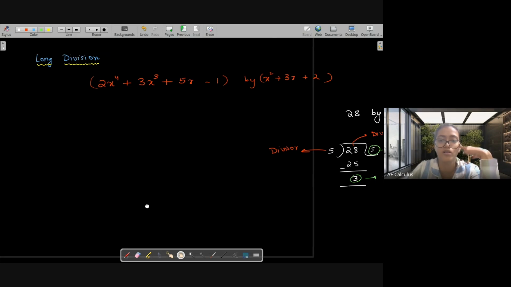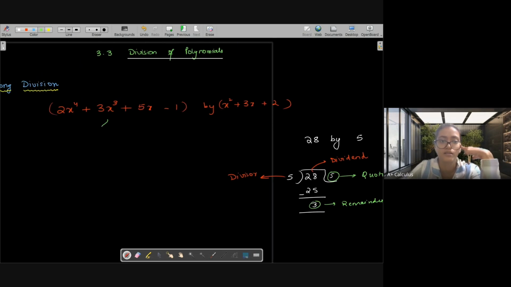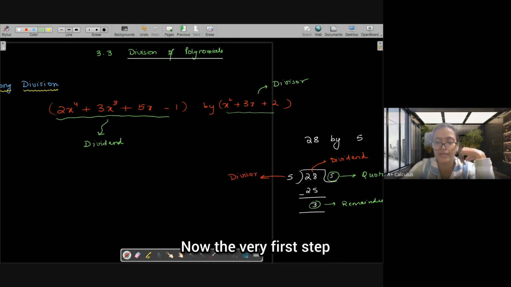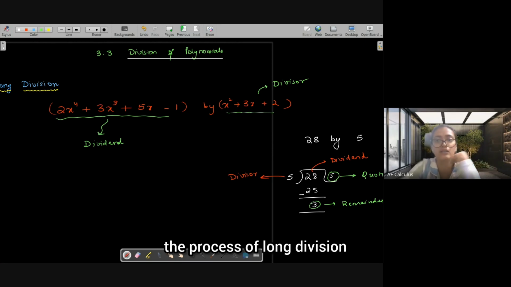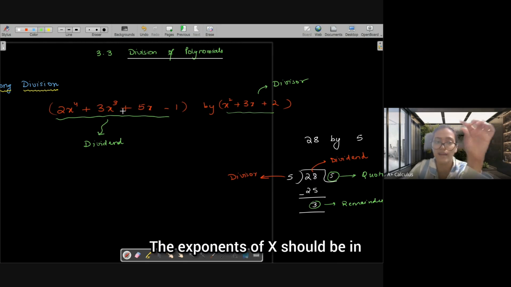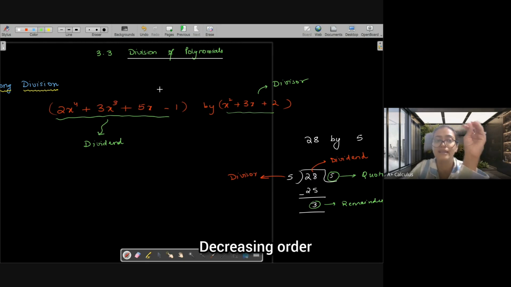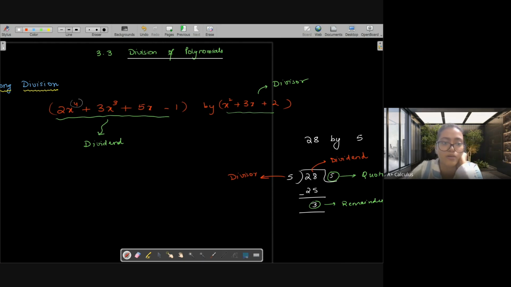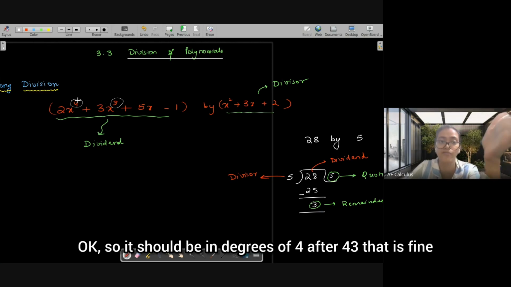So first of all, this is the dividend, and this one is the divisor. Now, the very first step before starting the process of long division is to check that in the dividend, the exponents of x are in decreasing order. Here, the exponent of x is 4, then in the second term it is x raised to 3. So 4 after 3, that is fine.